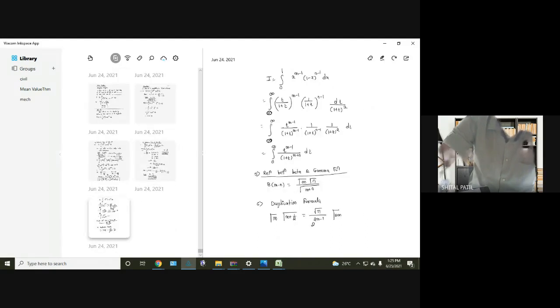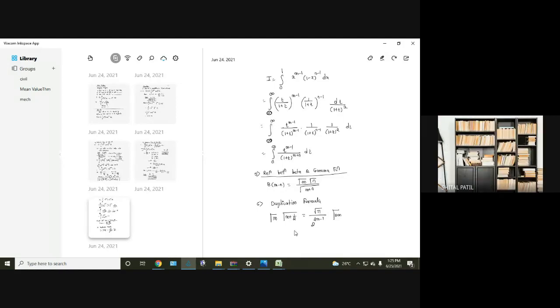Then we studied two more formulas, the relation between beta and gamma function. Beta m, n is always equal to gamma m gamma n divided by gamma m plus n. And then there is the duplication formula: gamma m into gamma m plus half equals root pi divided by 2 raised to 2m minus 1 into gamma 2m.